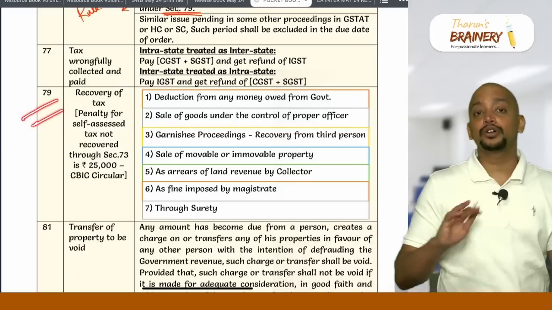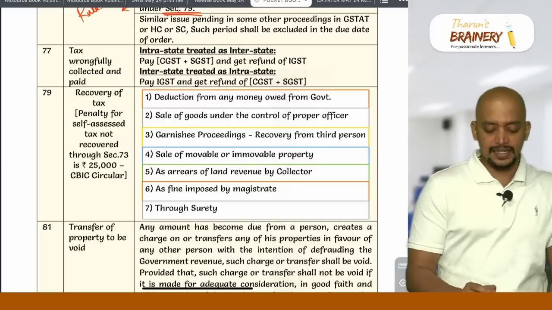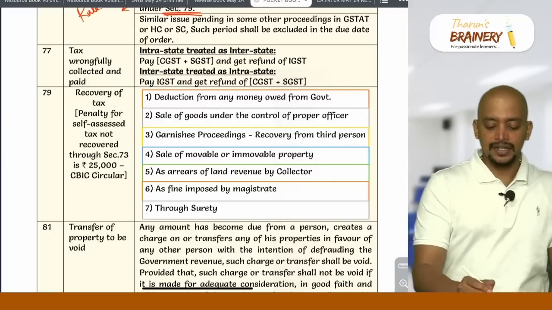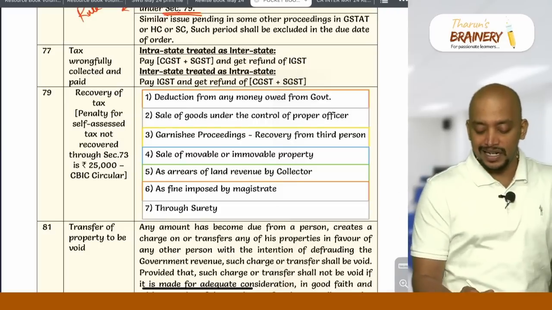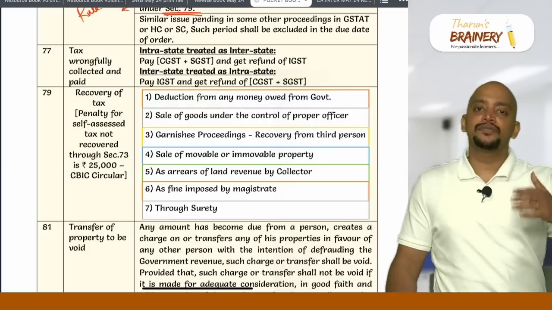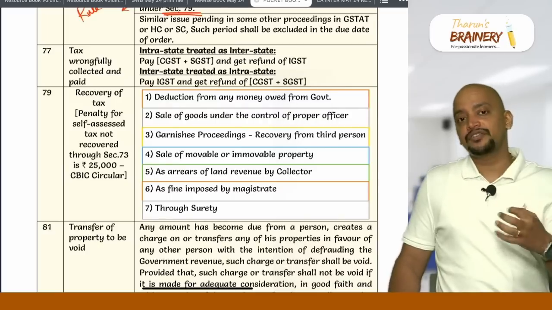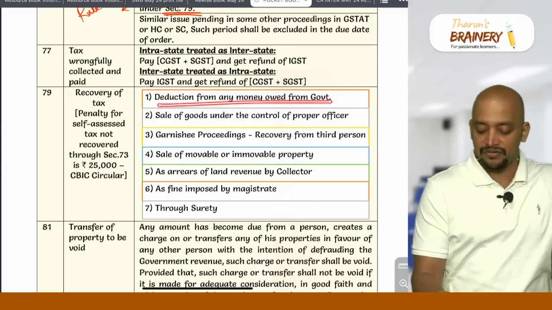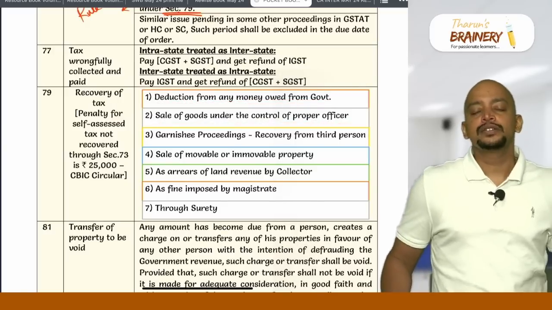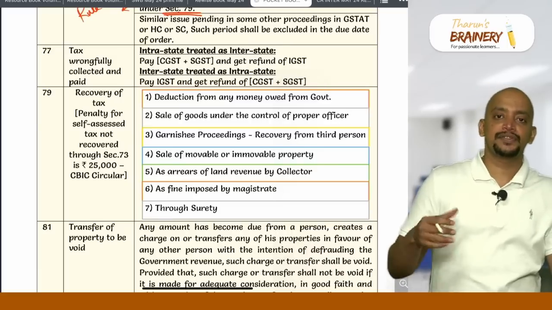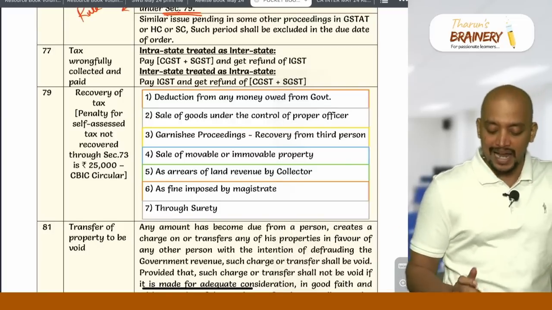Then 79 talks about direct recovery and the provisions for recovery of tax. They have given various options for recovery of tax. First, they will deduct from any money owed by the government. This is known as withholding of refund. Suppose we are to get some refund from the government; from that refund they will withhold that amount. Then sale of goods under the control of the proper officer: if goods are seized by the proper officer, he will sell off those goods by auction, and whatever money is realized will be adjusted towards the tax dues.